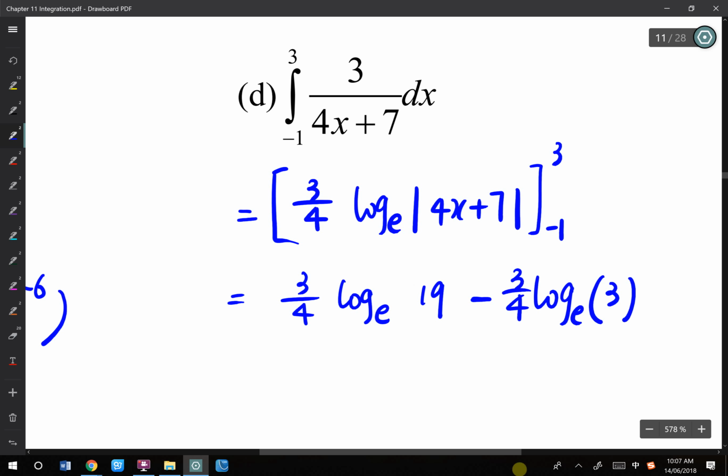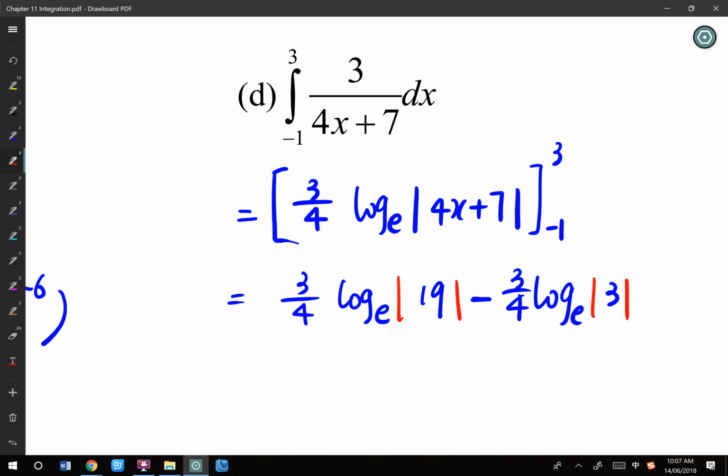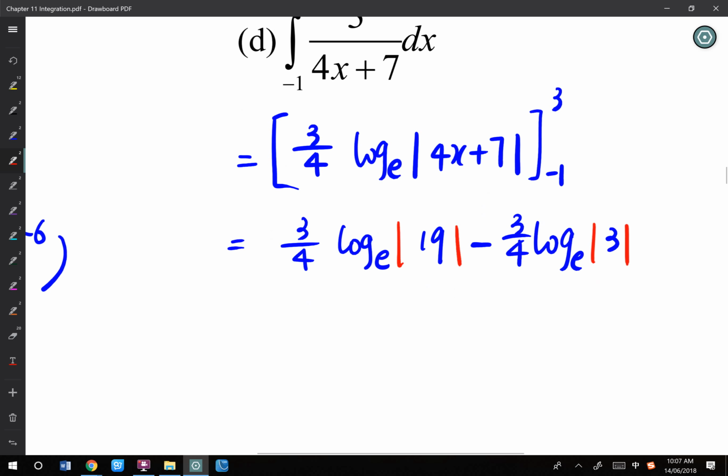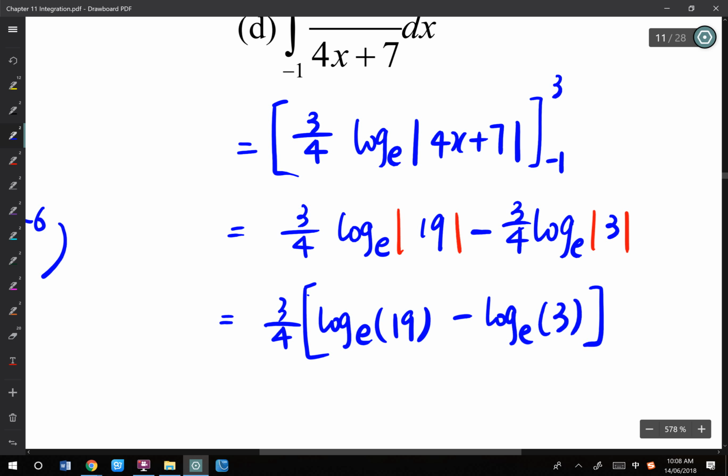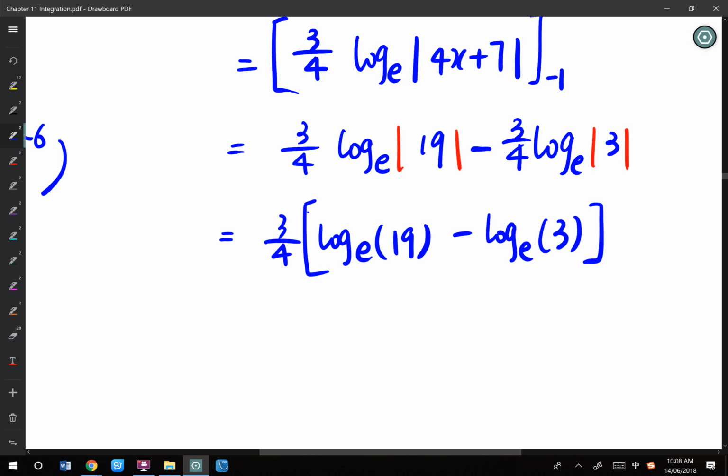Well, I should have the absolute sign here, because I sub things in. But because the absolute sign only changes negative to positive, and the number I have here is already positive, there's no difference between the absolute value sign or just a round bracket. So I can just change it to a round bracket. Because absolute of a positive is just that number itself. And if you know the rule for log, I can just combine that.